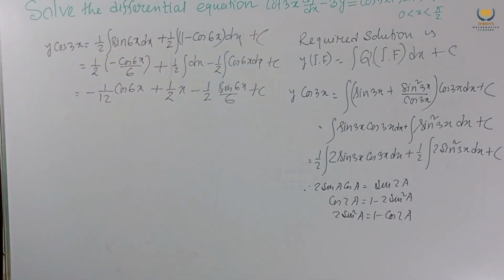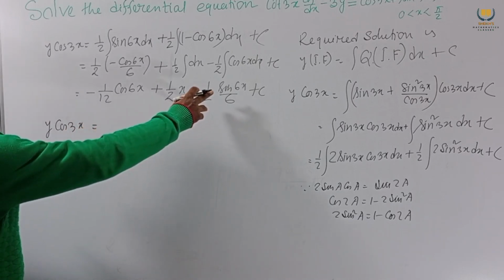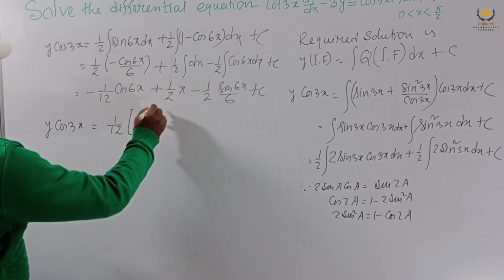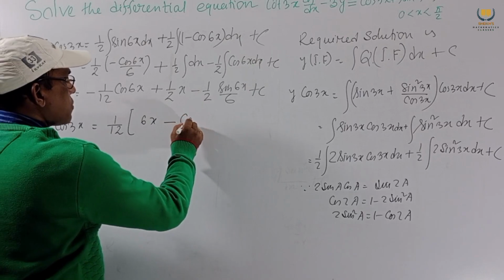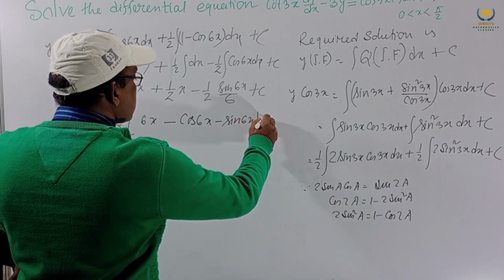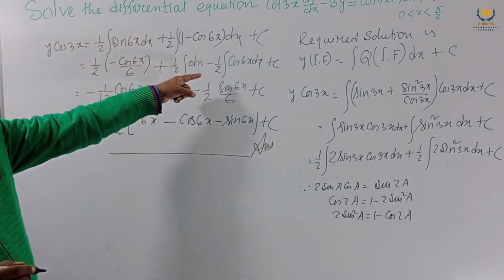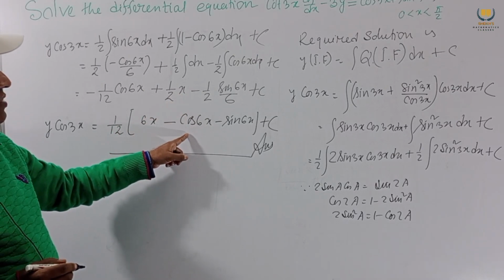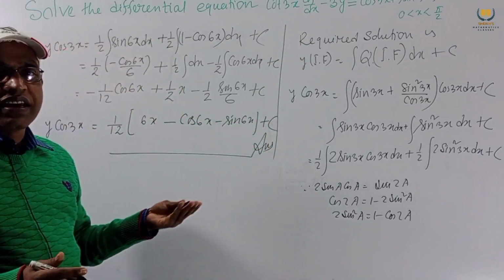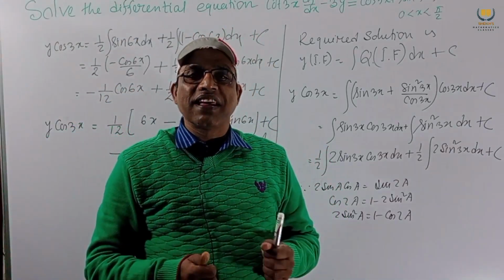Now this implies y cos 3x, taking 1 by 12 common, equals 1 by 12 times (6x minus cos 6x minus sin 6x) plus c. And this is our final answer, the required solution of the given problem. These are very interesting, very easy, very nice.